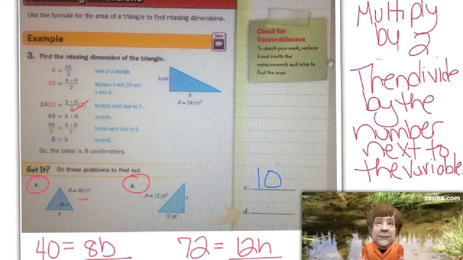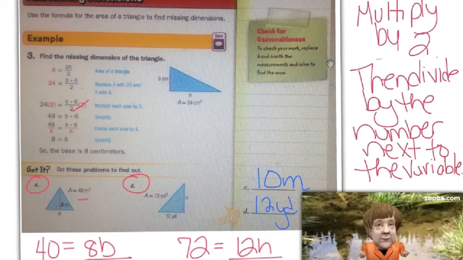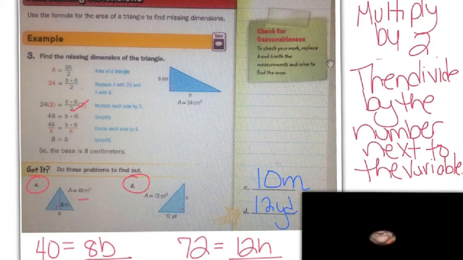The answer to C is 10 meters. The answer to D is 12 yards. Please watch as I show you how I got that. You can see that I'm solving it here. I did 2 times 40 is 80. 80 equals 8b. 8 times something must equal 80. That would be 10, so b equals 10.